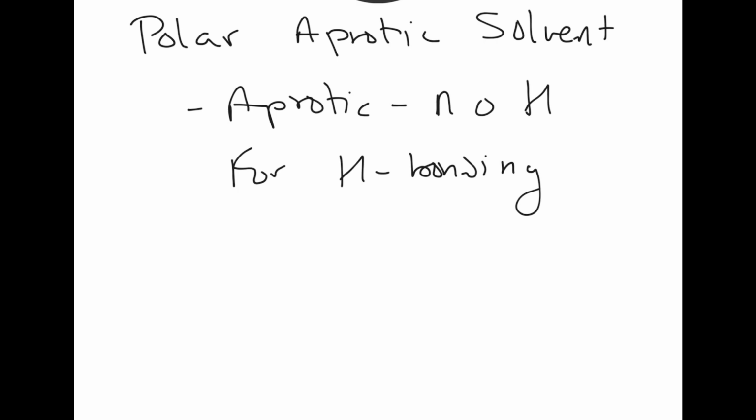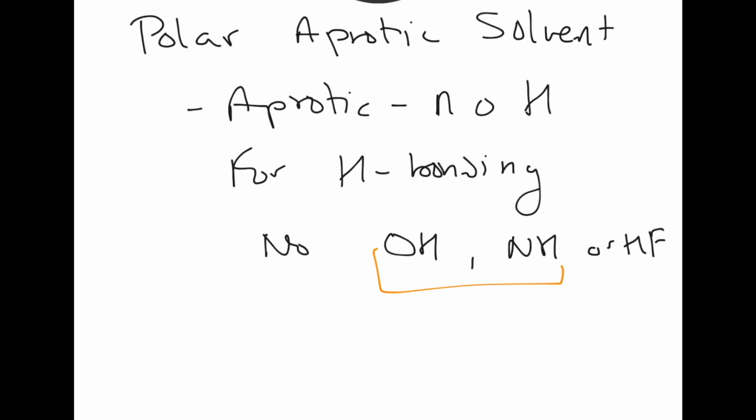So to hydrogen bond, you have to have an OH, right? An oxygen hydrogen, the hydrogen on an alcohol or a carboxylic acid, that hydrogen is able to hydrogen bond. There's an NH, so on an amine or an amide, or you just have the molecule HF, right? So for us, basically, a polar aprotic solvent has no OHs in it and has no NHs in it.